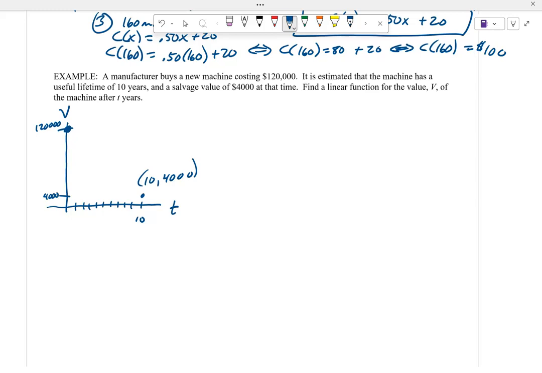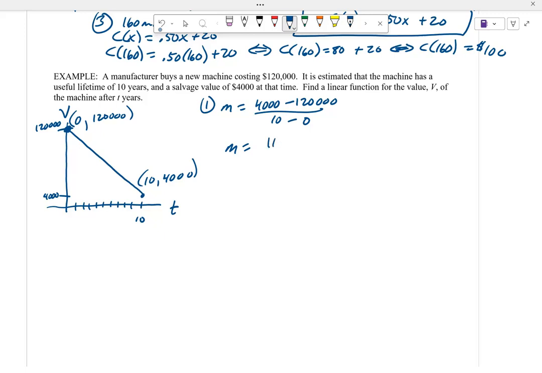$4,000 10 years later, right? And they're saying this is going down in value in a linear manner. So can we write the equation of that machine that is depreciating? Well, we do have 2 points, 0 and 120,000, and 10 and 4,000. So let's go ahead and find the slope. So y2 minus y1 over x2 minus x1.